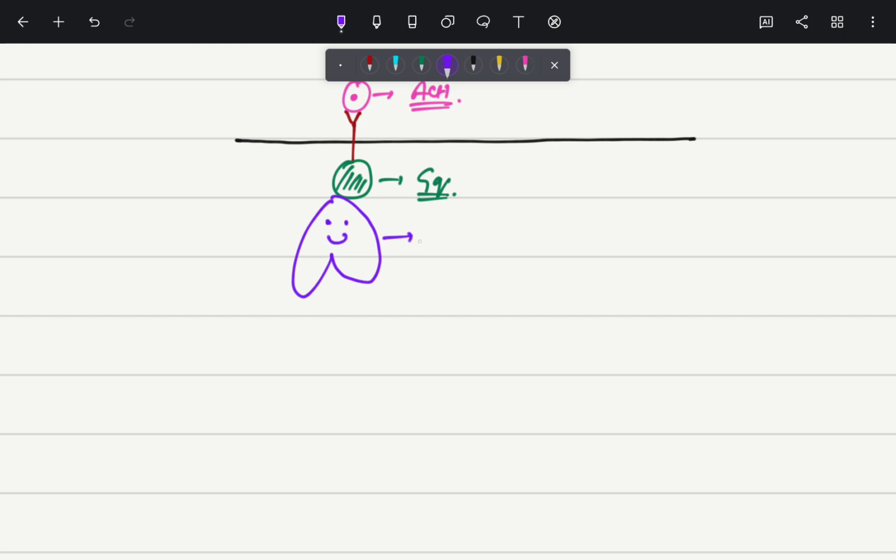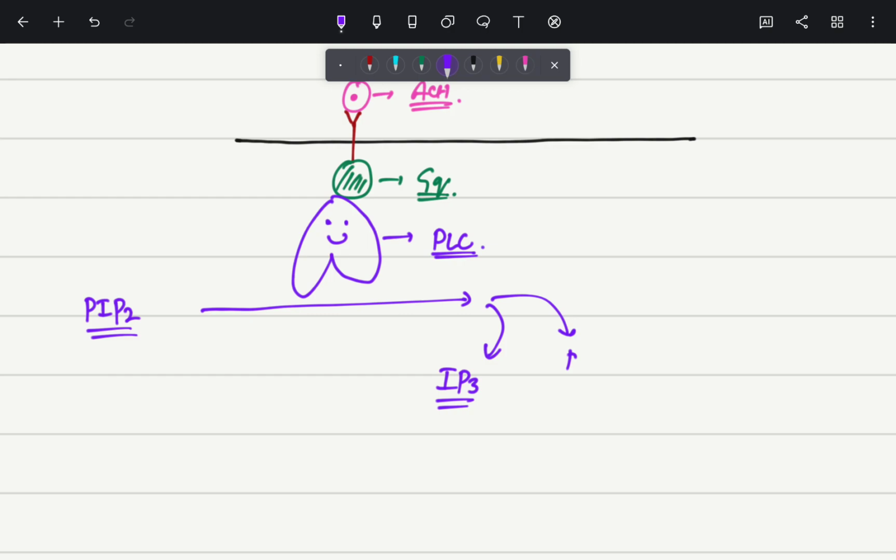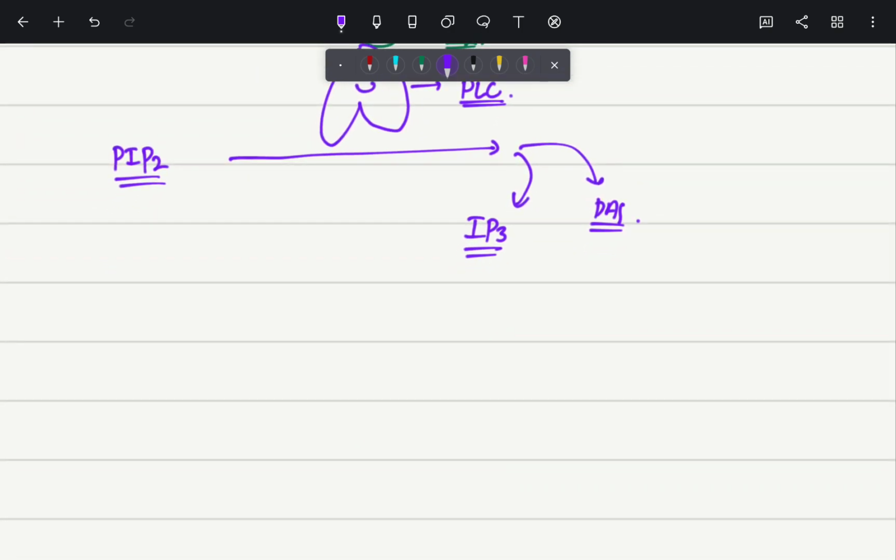Now this enzyme is called as your phospholipase C. Now this phospholipase C will convert a compound known as your phosphatidyl inositol bisphosphate into inositol triphosphate and diacylglycerol. So first we will talk about inositol triphosphate.